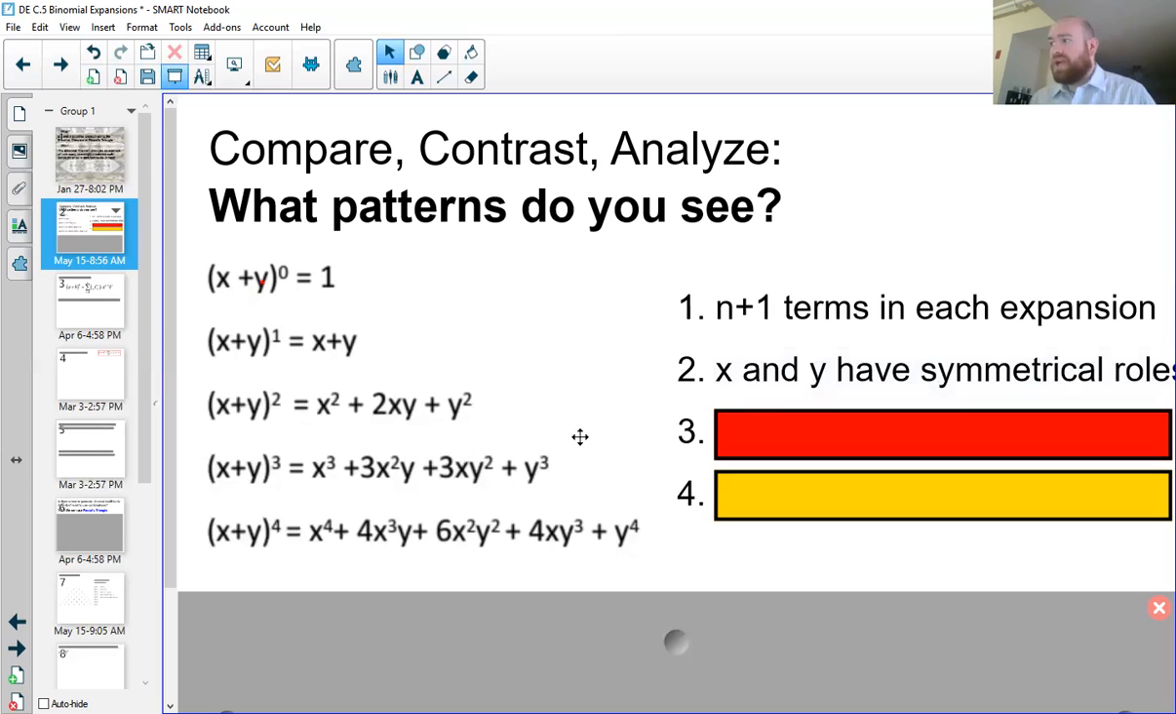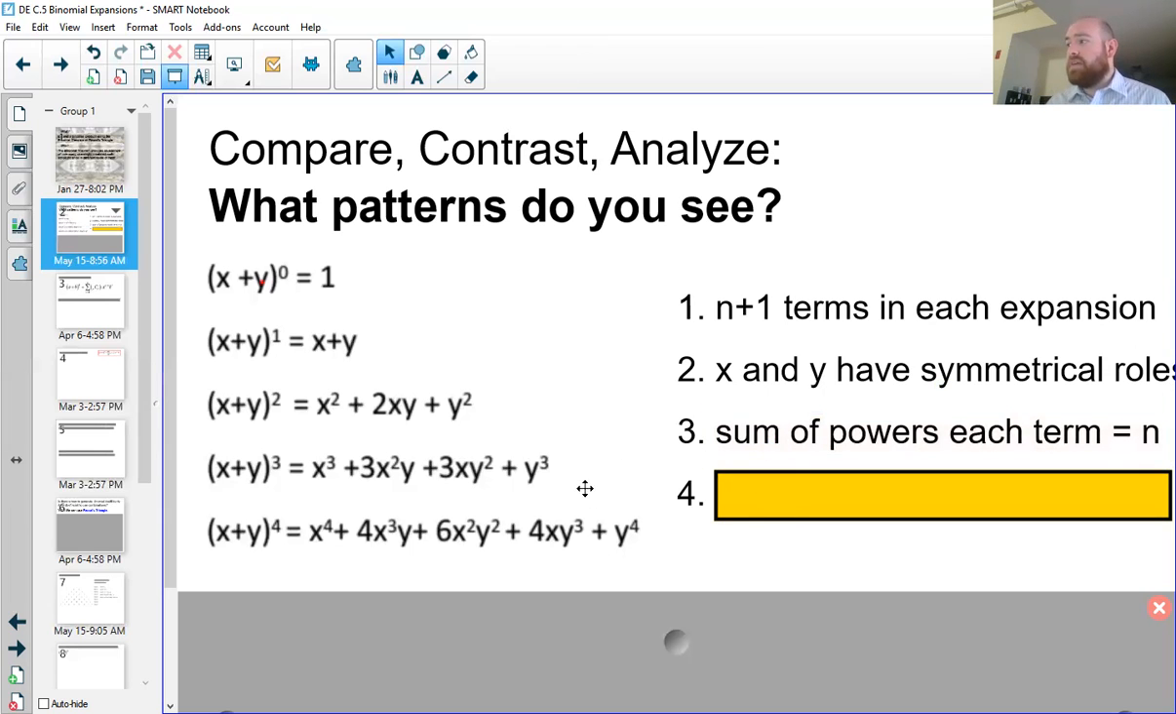Notice that x and y have symmetrical roles. So if we have x cubed, we have y cubed. If we have 3x squared y, we have 3xy squared. And the same when we have x to the fourth, we have y to the fourth. 4x cubed y, 4xy cubed. And then this one, 6x squared y squared, well, it's both x and y squared, so that still upholds the symmetry.